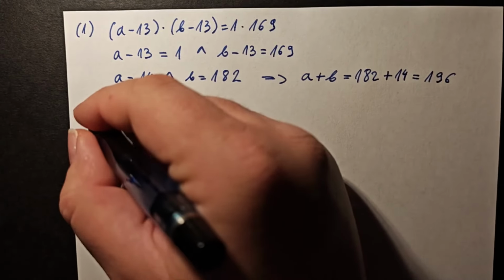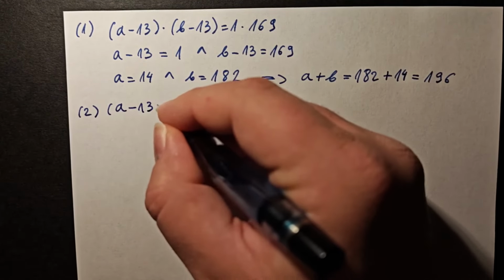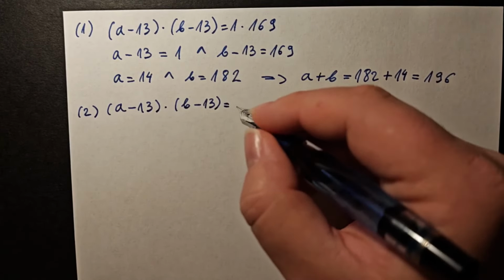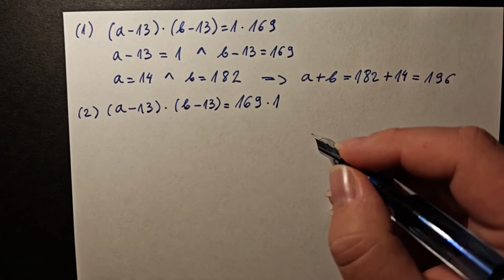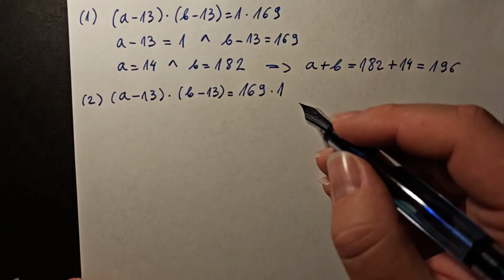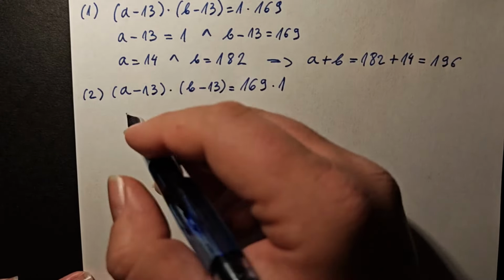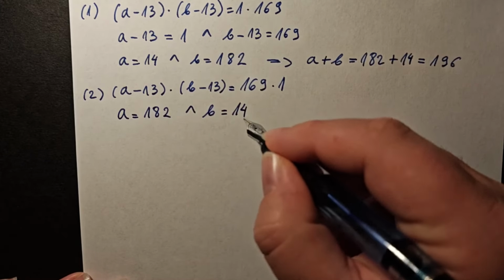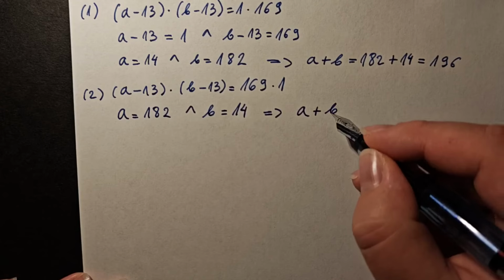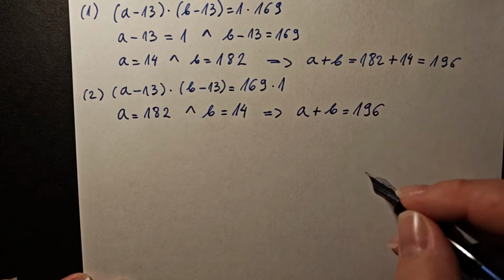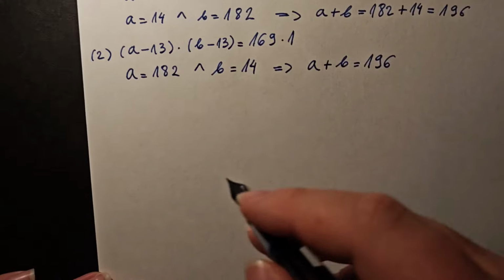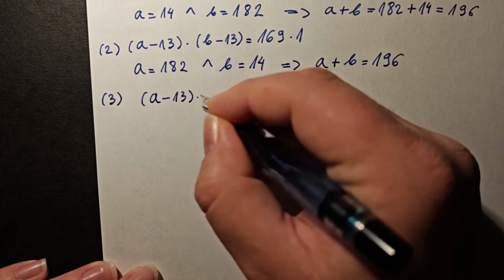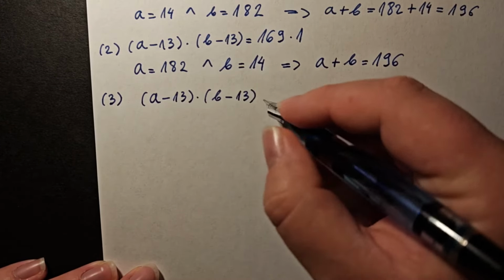196. In the second case, we have a minus 13 multiplied by b minus 13, and that is going to be 169 multiplied by 1. Well, in this case, we have an opposite situation, so a is going to be 182 and b is going to be equal to 14. Again, a plus b remains unchanged, and that is 196.